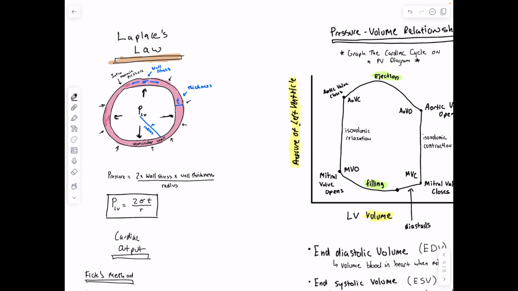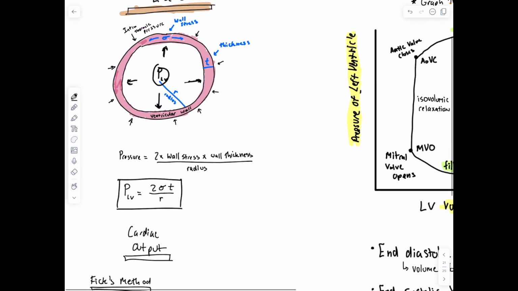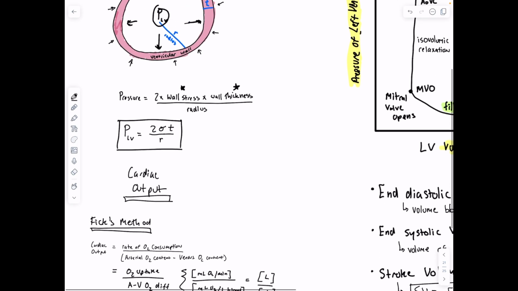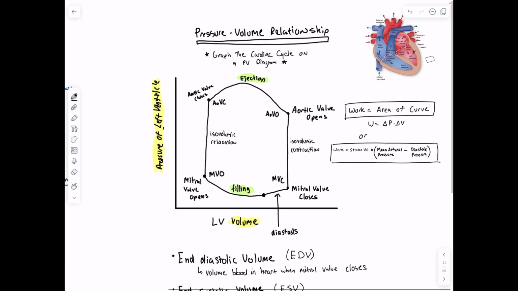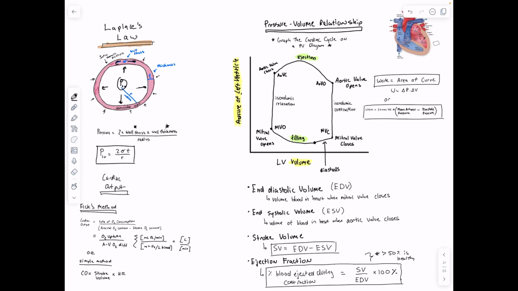But Laplace's law gives us a relationship to approximate this pressure of the left ventricle. The equation is 2 times the wall stress times the wall thickness divided by the radius of the chamber. That will come into play later as we talk more about the effects of changing afterload and preload. But before we get there, we need a couple other things.